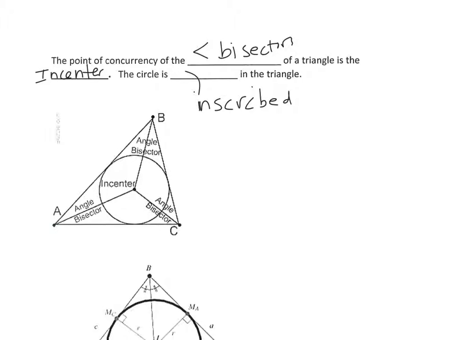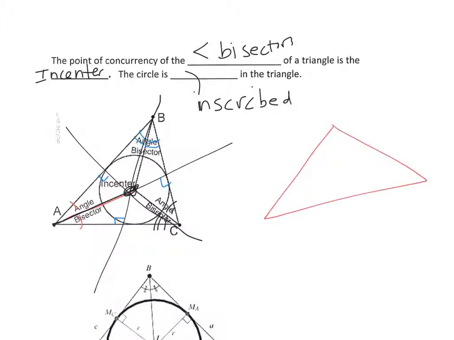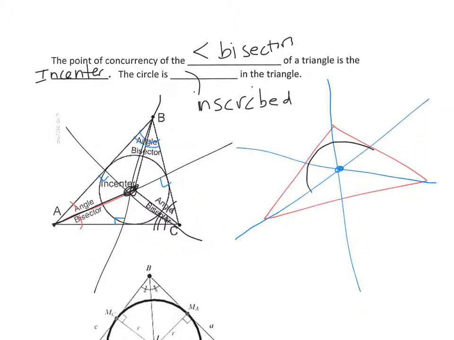So if you have an angle bisector, these two angles are congruent. These two angles are congruent. These two angles are congruent. And you extend that angle bisector, those three lines are going to intersect in the same point, the incenter. I'll draw a triangle off to the side and pretend that I bisect this, bisect that angle. This would be the incenter. And you could draw a circle inside the triangle.